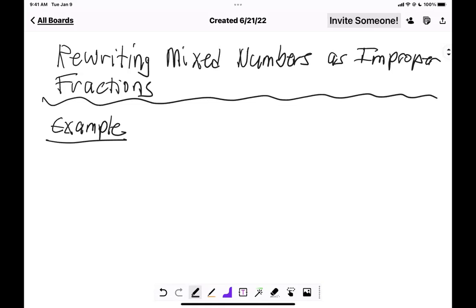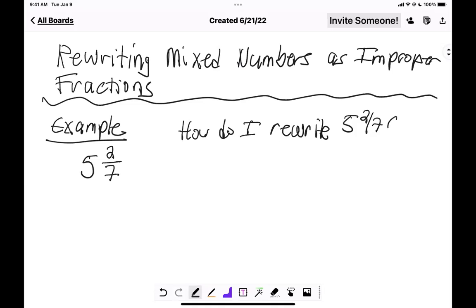So my example is 5 2/7. I want to write it as an improper fraction. So how do I rewrite 5 2/7 as an improper fraction? Okay, so you probably have seen this before, or maybe you forgot.